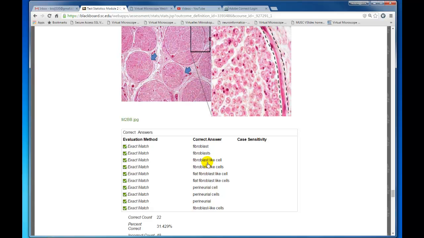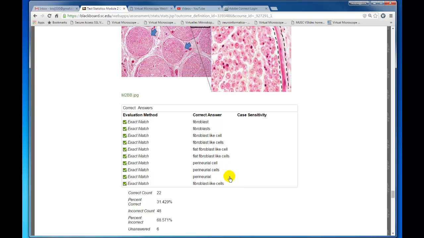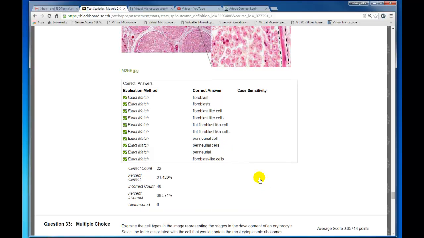And the perineurium is composed, we gave multiple possible answers. Fibroblast, type-like cell. So we were pretty lenient on this, perineurial cell, etc. But if you didn't pick one of those, then you got it incorrect. So review that.